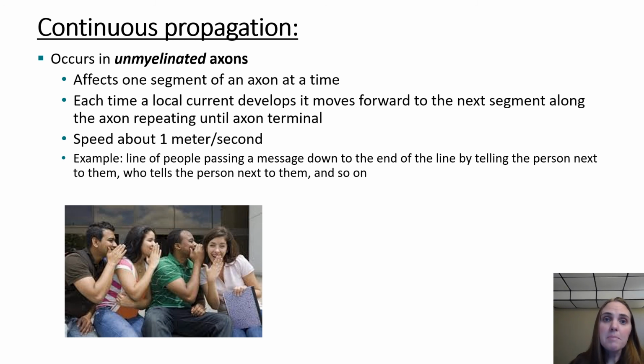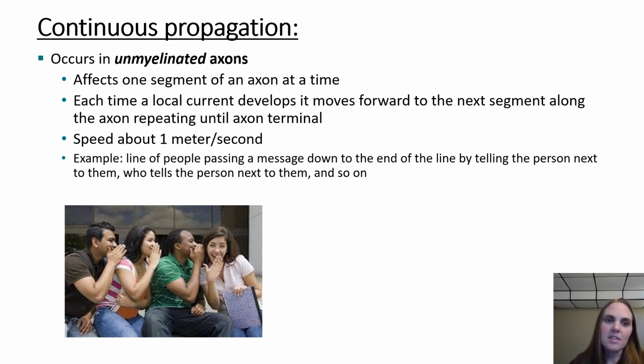So continuous propagation, once again, is in those unmyelinated axons. And what happens here is the action potential affects one segment of the axon at a time. Each time a local current develops, it moves forward to the next segment along the axon, repeating until we get to the axon terminal. And this happens at a speed of about 1 meter per second.